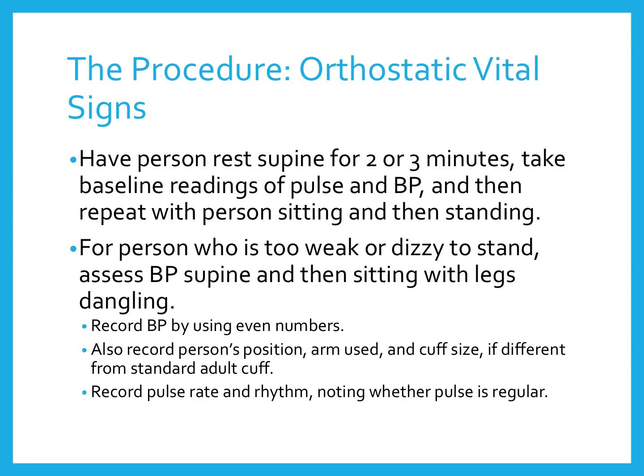When we take orthostatic vital signs, we have the person rest flat on their back, so supine, for a couple minutes, take a baseline reading of their pulse and blood pressure, then have the person sit and take it again, and then standing and take it again. For the person who's too weak or dizzy to stand, assess the blood pressure supine and sitting with the legs dangling. We will record the blood pressure, and then document what position, arm used, cuff size, any pulse rhythms, and whether the pulse is regular.